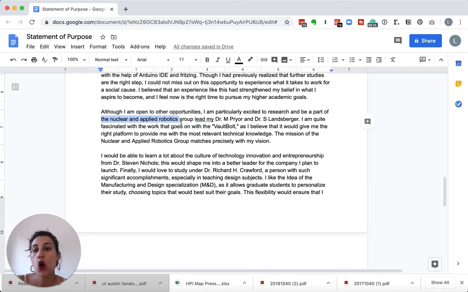Right now, I have no idea what the Nuclear and what this group does and why you being a part of that group is relevant for the goals you want to achieve. So you want to make that connection clear for the readers. So Bolt, what is that? What do they do?